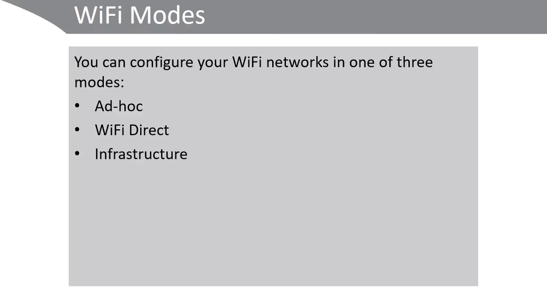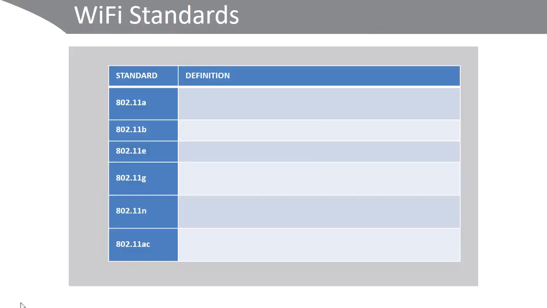Infrastructure. This is based on wireless APs, and infrastructure networks consist of wireless local area networks that enable communications between wireless client devices. When you configure a wireless network, there are a number of Wi-Fi standards.